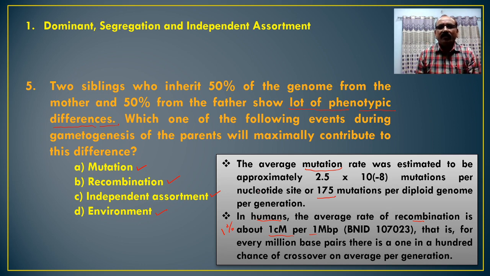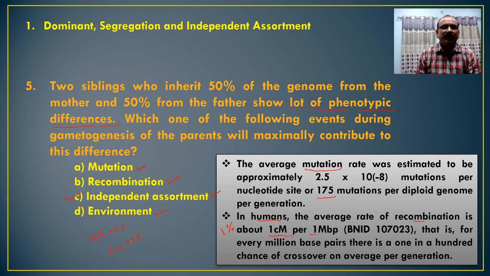Hence, such a lot of phenotypic changes are not possible with the help of mutation as well as recombination. Even environmental factors are not responsible for introducing such a lot of phenotypic differences. Hence, the correct answer becomes independent assortment, because in human beings there are 44 autosomes plus XX chromosomes, or 44 autosomes plus XY chromosomes.